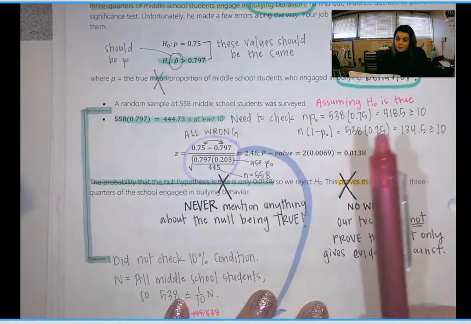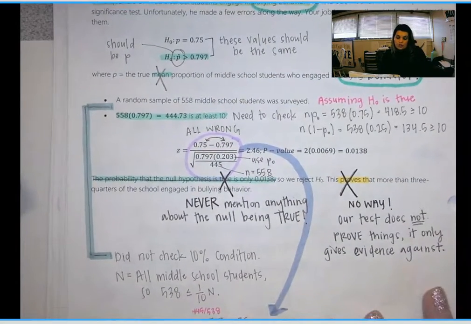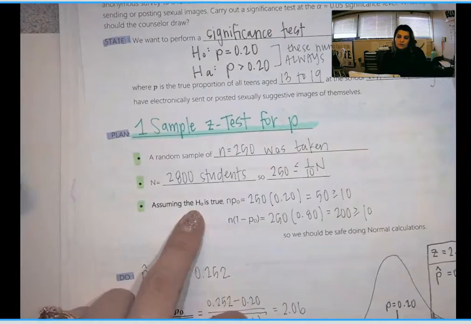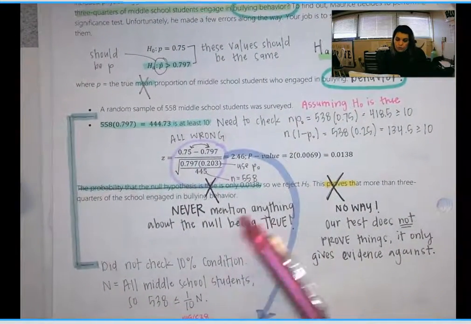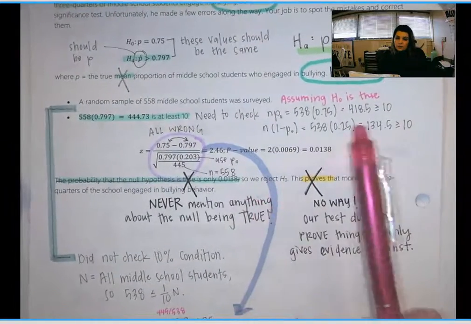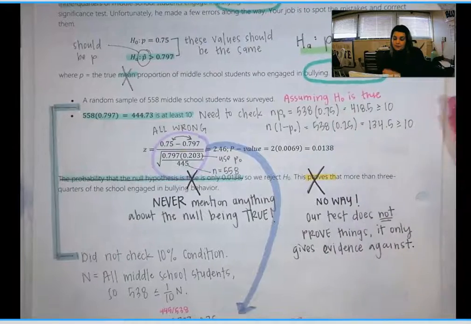Then n times p and n times 1 minus p. So assuming the null is true, large counts is met. I'm going to see if I put that in any of our practice problems. Yeah, I did. So, no, never mention anything about the null being true except for when you're doing your calculation up here.